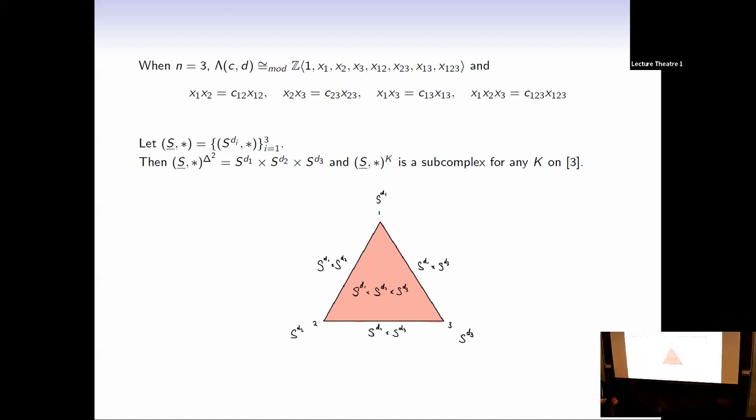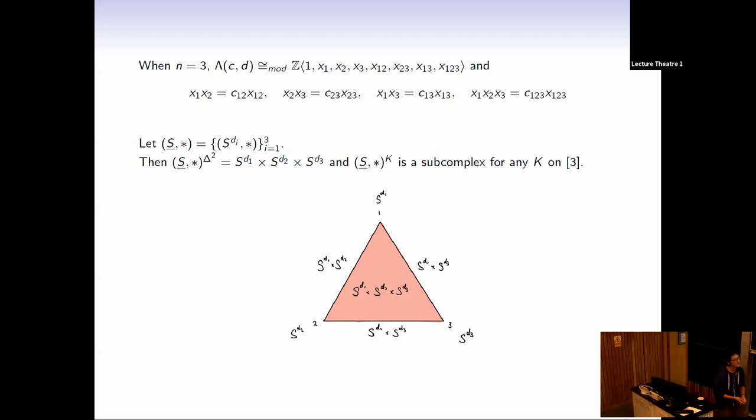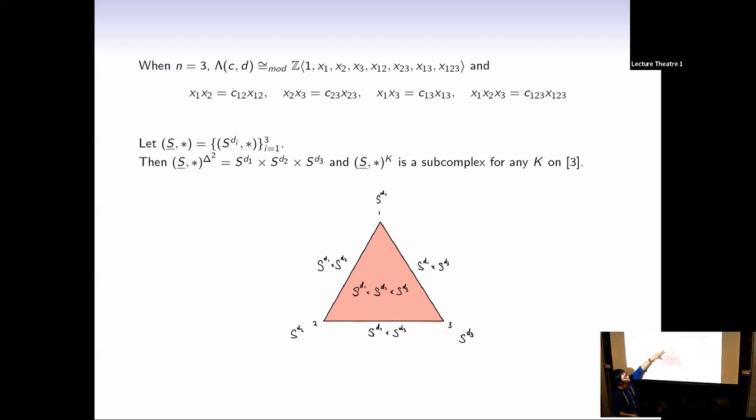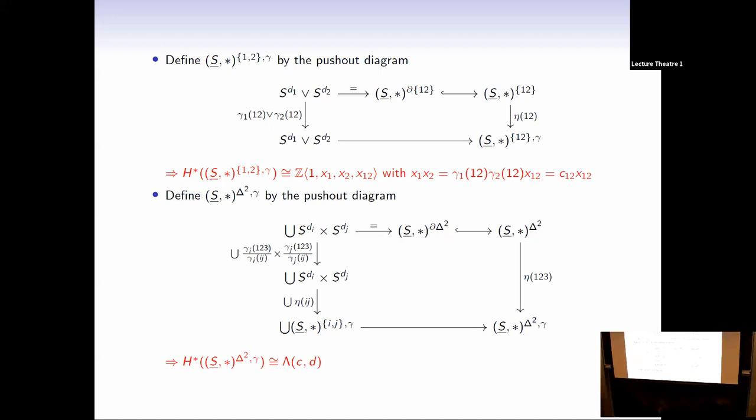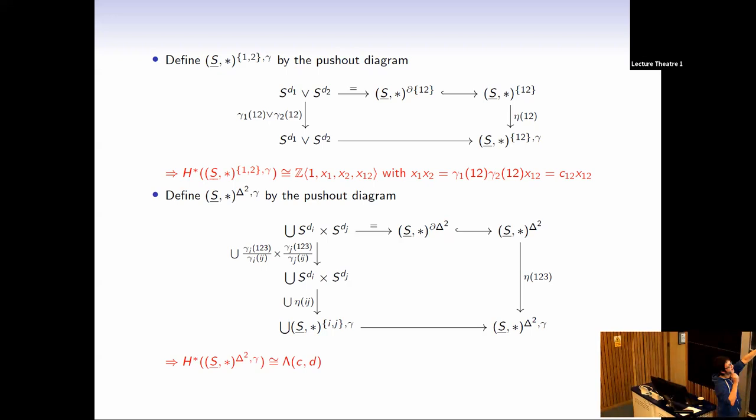And what we're going to do is try to construct a new space to replace these subcomplexes, intuitively, recursively, okay. So we use a lot of push-out diagrams. First, we want to replace the subcomplex (S, point) upper 1,2. So what we do is define a new space to replace the edge (S, point) upper 1,2, and call the new space (S, point) upper 1,2 gamma. And we define it by this push-out diagram, okay? What's gamma? Oh, gamma is just the power sequence.